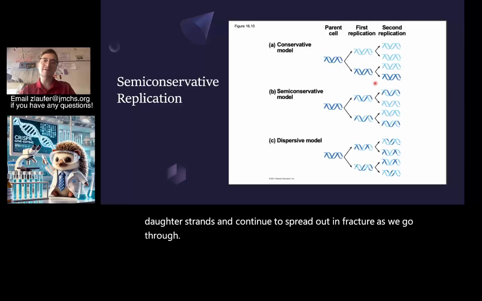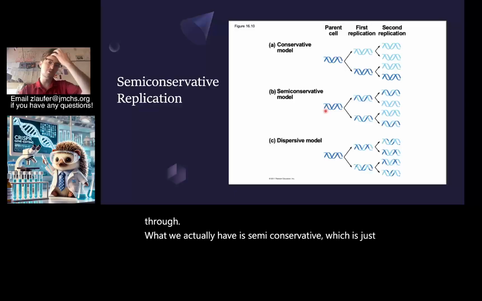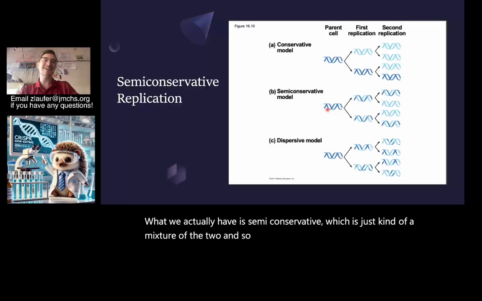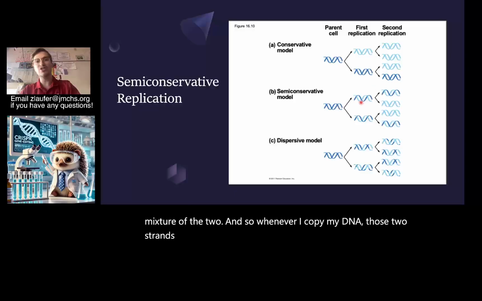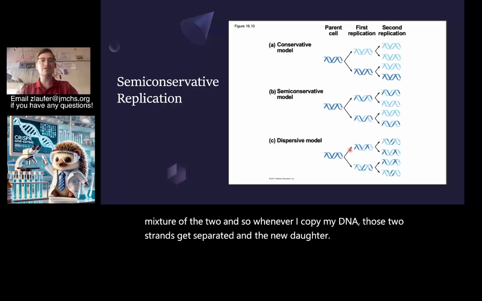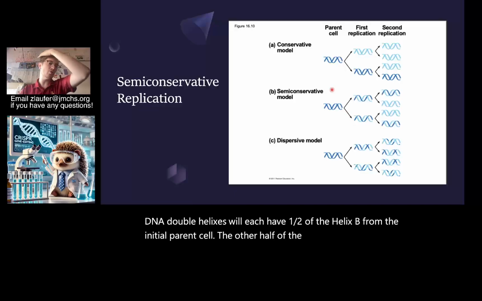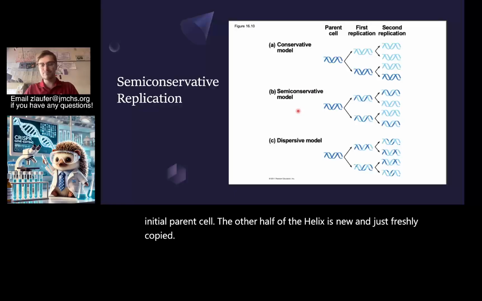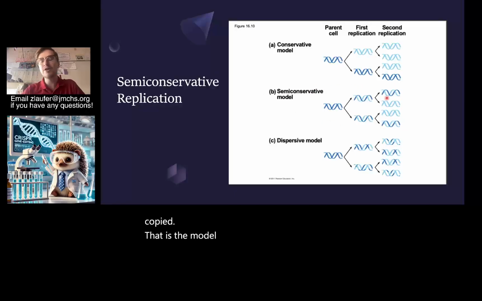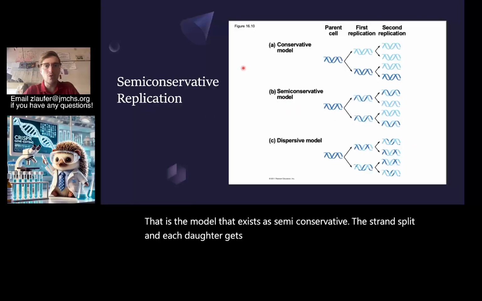What we actually have is semi-conservative, which is just kind of a mixture of the two. And so whenever I copy my DNA, those two strands get separated, and the new daughter DNA double helixes will each have one half of the helix be from the initial parent cell. The other half of the helix is new and just freshly copied. So that is the model that exists, is semi-conservative. The strands split, and each daughter gets one new strand, one old, which should help spread out errors and things like mutations so that they don't compound.